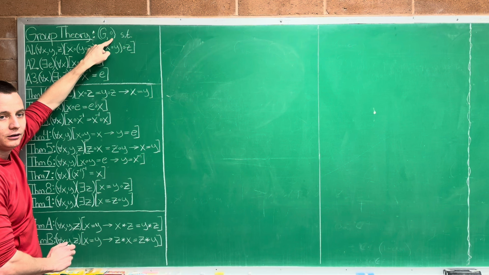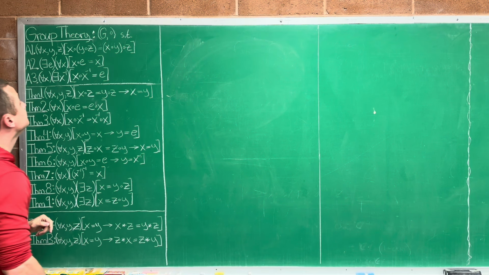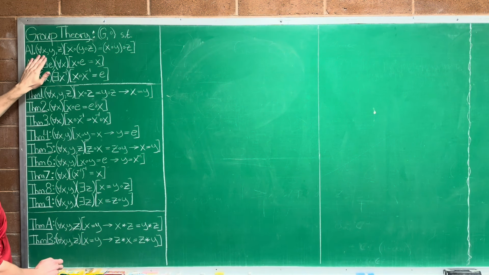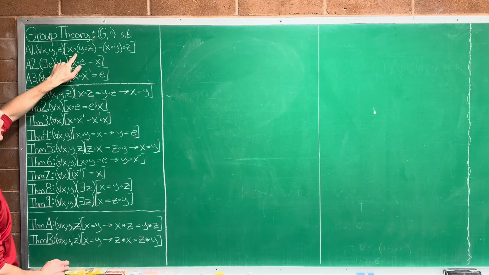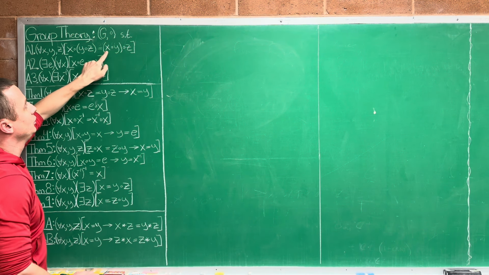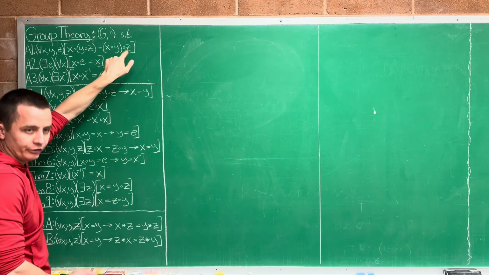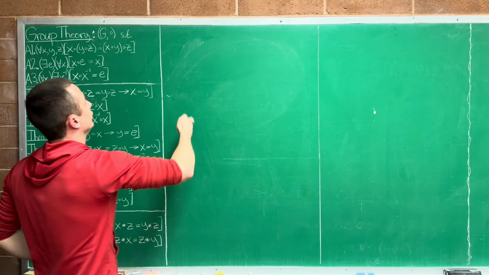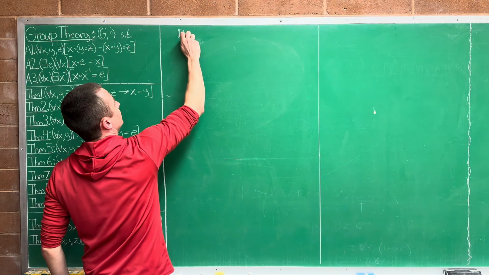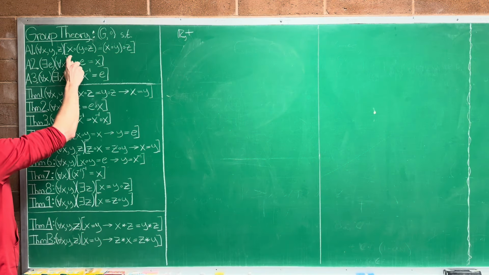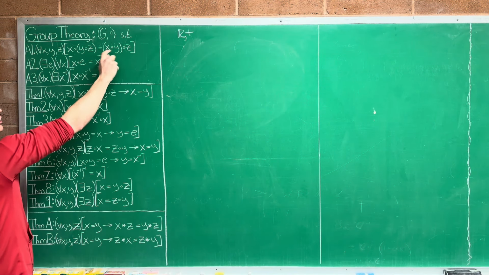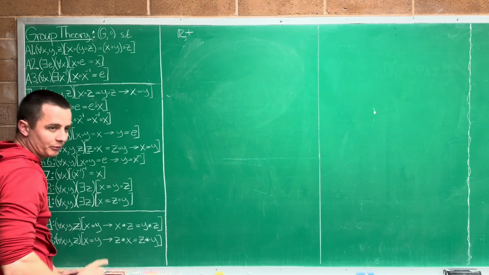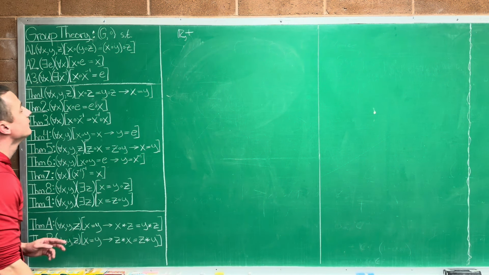Okay. So, for all x, y, and z, (x compose y) compose z is equal to x compose (y compose z). So it doesn't matter what order we compose it. In the specific case when the group we were looking at was the real numbers together with plus, this was saying (x plus y) plus z is equal to x plus (y plus z). It doesn't matter how you add it.